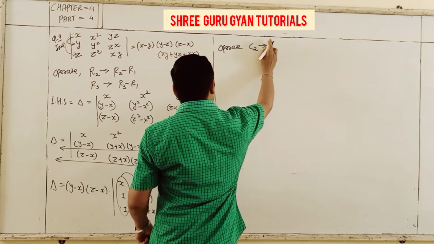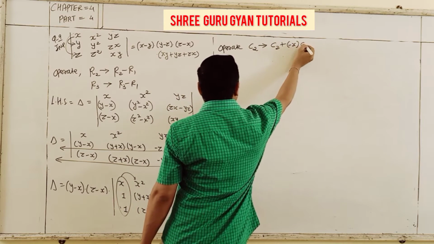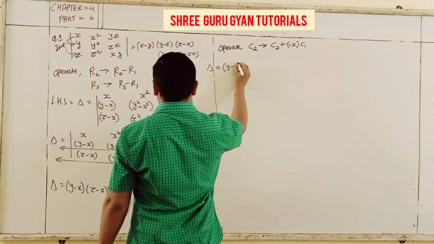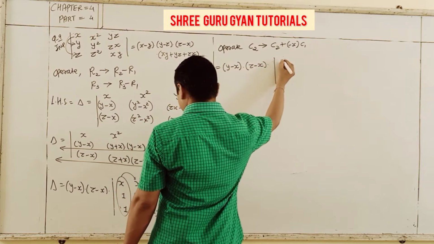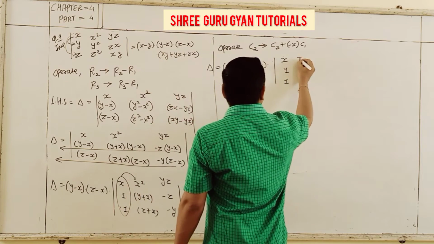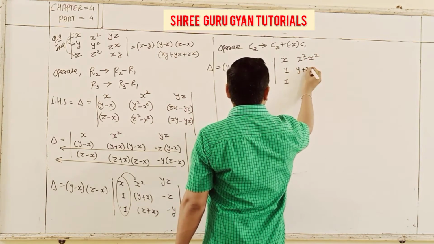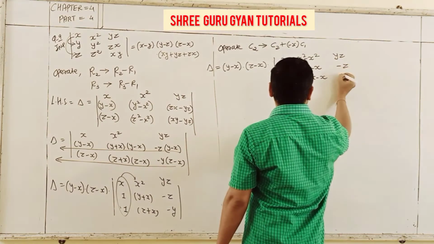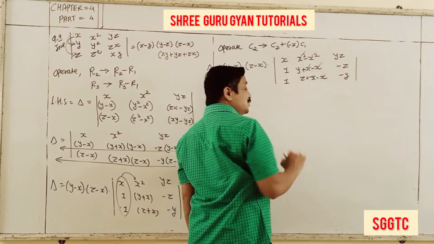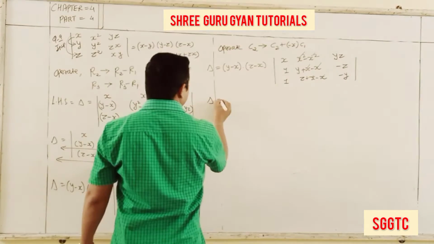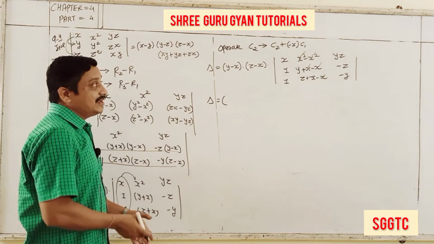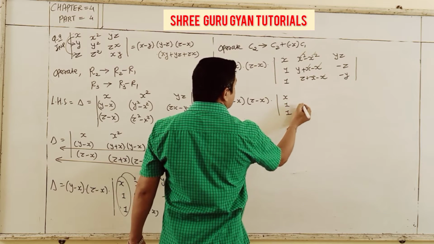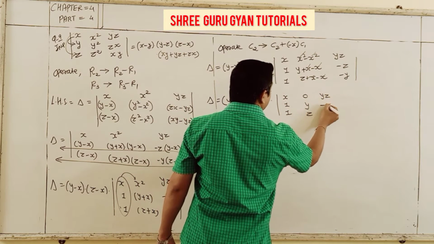Column 2 changes: column 2 plus minus x times column 1. So x square minus x square is 0. My determinant is (y minus x)(z minus x) times x, 1, 1; x square minus x square, y plus x minus x, and z plus x minus x; the other row the same, yz, minus z, minus y. Look at that, this cancels, that also cancels. Simple, that is done here. Again repeat: multiply by x here, then yz comes under 0, and the rest is x, 1, 1; 0, y, z; yz, minus z, minus y.